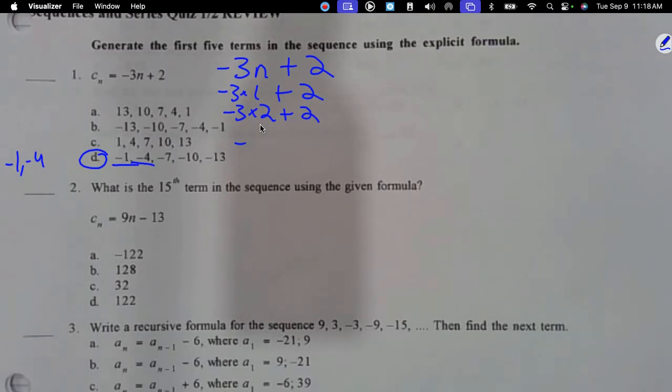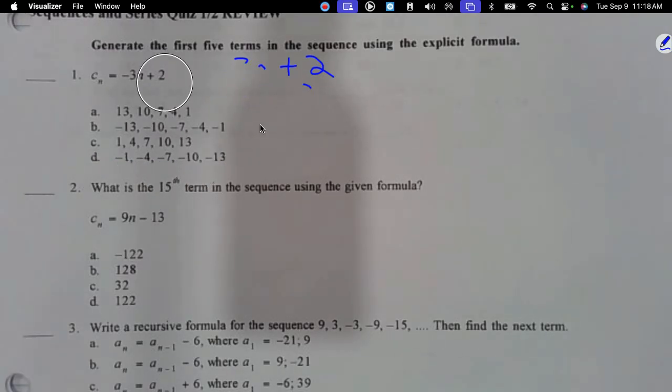Then what would I plug in next? -3 times 3 plus 2. And it would give me -7. Does that make sense? You just plug in the numbers. It tells you first 5 terms. 1, 2, 3, 4, 5. You plug them in. Easy? Easy enough? Elena, you're good with that? You missed that? Yes, ma'am. Okay. I mean, you missed all of it. But anyway, just make sure.